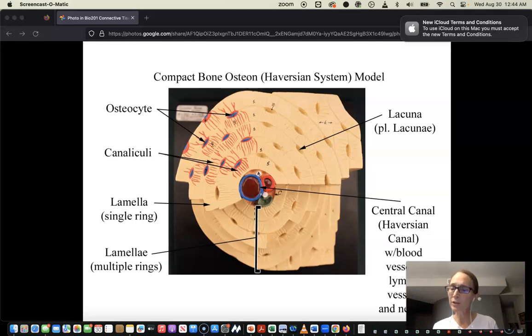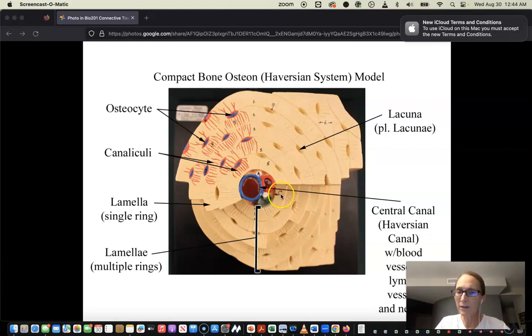And then please go back and look at some of the cross-section slides for compact bone. And I think you'll find that these models will really help you understand what you're looking at there. So if you look here, the first model is a compact bone osteon, or again, a Haversian system. So again, this is the basic unit for building compact bone. And if you look, it looks like a cross section of a tree, with these annual rings, which you now know are called the lamella.